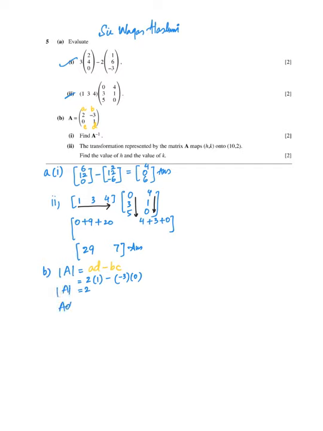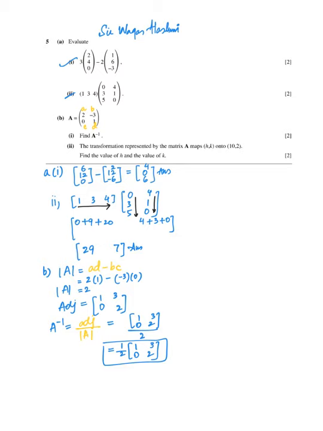And for adjoint of A, we need to swap the places of A and D, right? We need to swap the places of A and D, so that will be 1 and 2. And we need to change the sign of B and C, so that will be 3 and 0. All right. Now for matrix inverse, the working formula is adjoint divided by determinant. The adjoint matrix we have is 1 3 0 2, divided by magnitude 2. So you can write it in this form: 1 upon 2 multiplies with 1 3 0 2, and that is the answer of your part B1.